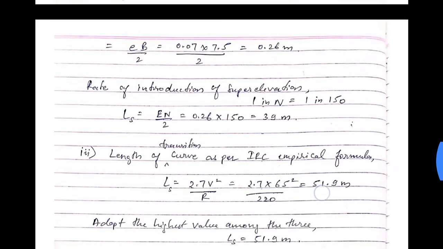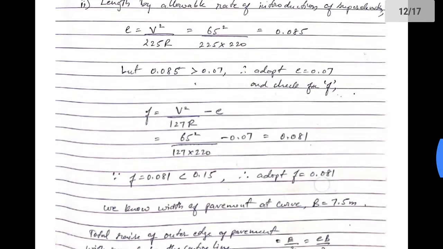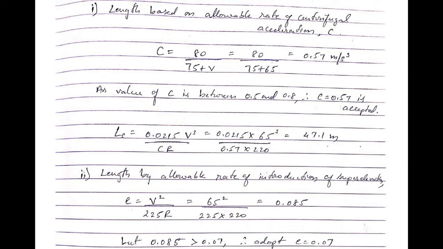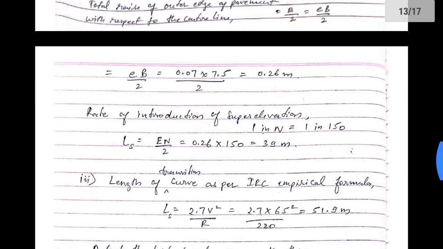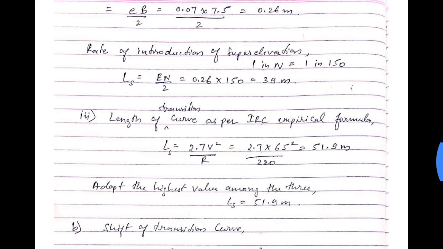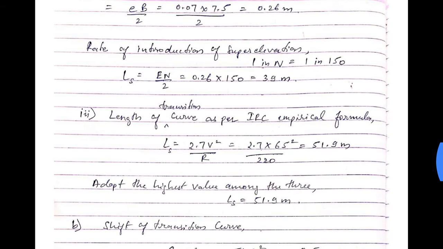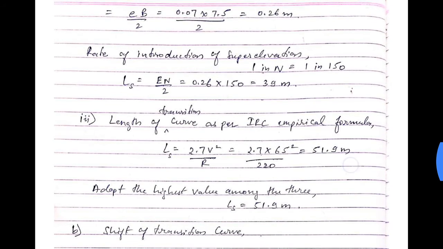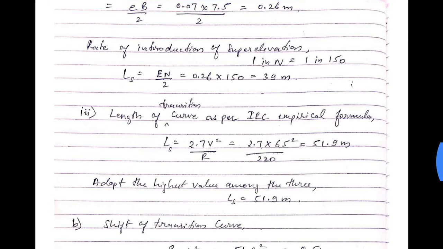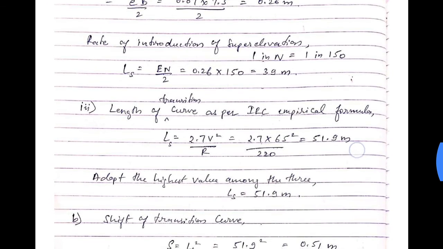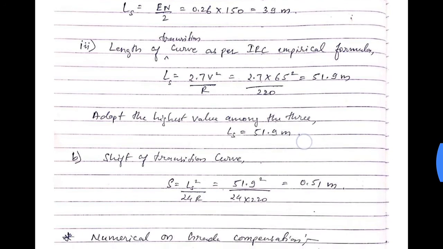Now the maximum value of Ls from all these three conditions will be considered. The first one we got 47.1, from the second we got 39 meters, and from the third we got 51.9 meters. This is the maximum value among these three. So Ls equal to 51.9 meters.